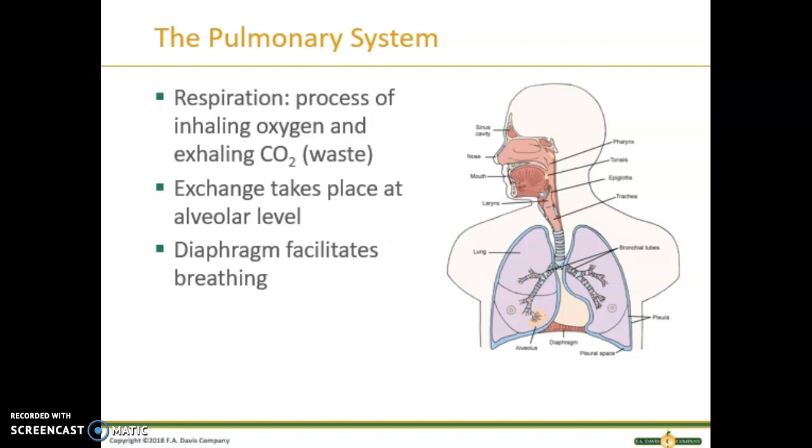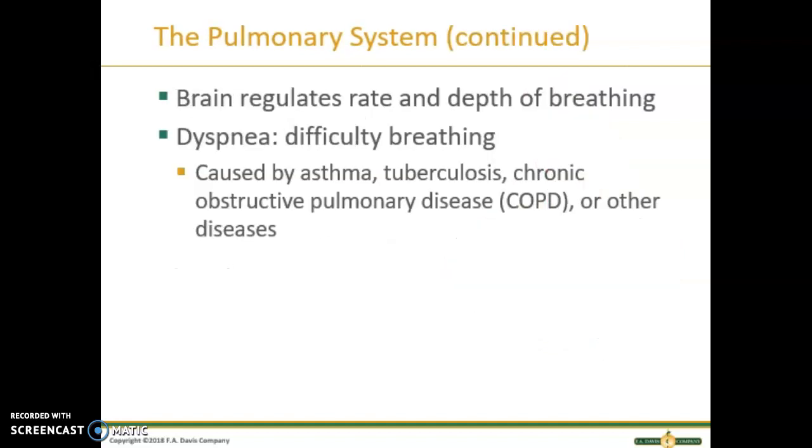The brain regulates the rate and depth of breathing depending on the needs of the body, and the exchange of carbon dioxide and oxygen occurs at the level of alveoli. These are tiny air sacs in the lungs. So the diaphragm here is a large muscle under the stomach, and then you can't see very well because it's smaller, but the alveoli are the tiny sacs. And as we said, the brain regulates the rate and depth of breathing.